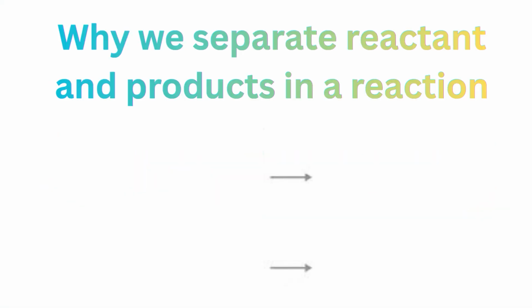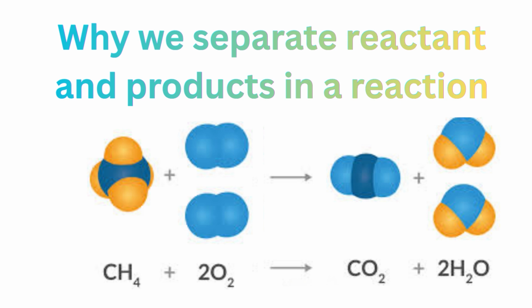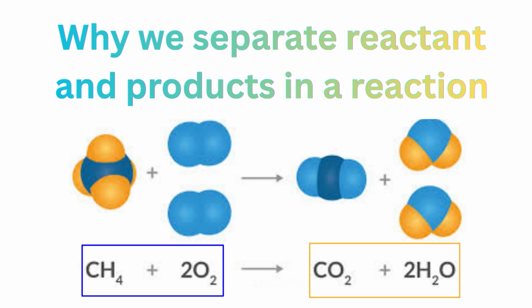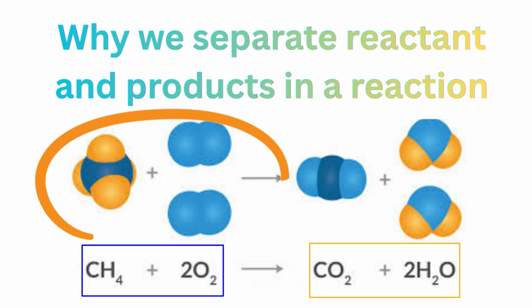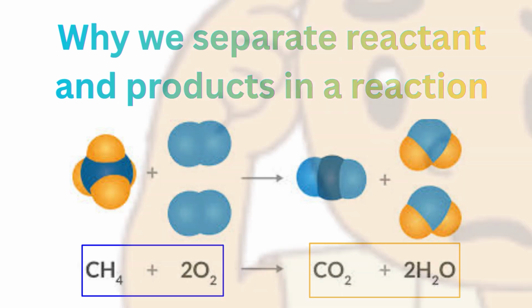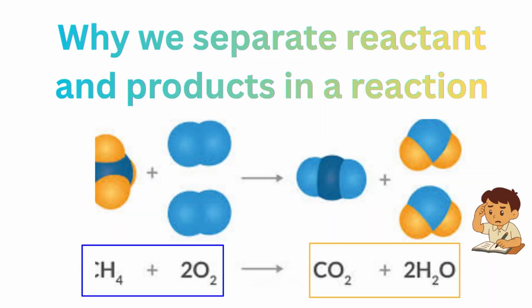And why do we separate the reactants and products? This is another question we need to think about: why do we always keep the reactants on one side and the products on the other side? This separation is crucial because it helps us see exactly what we started with and what was formed. Without this structure, it would be harder to know what's happening in the reaction.